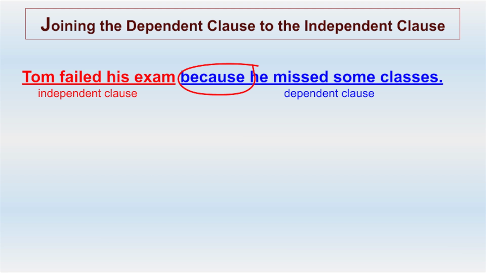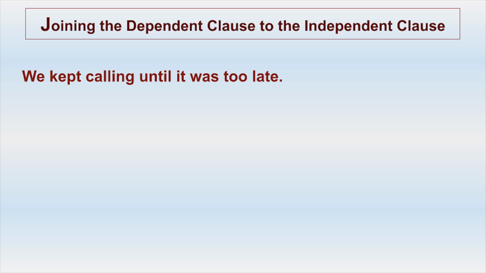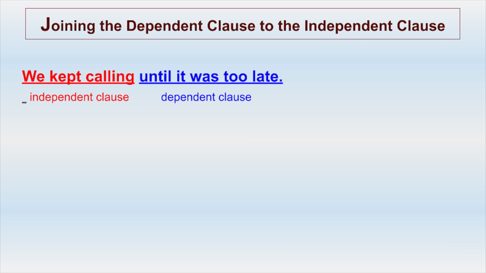Here's another example. We kept calling until it was too late. We kept calling is the independent clause. It expresses a complete thought. It can stand on its own. Until it was too late is the dependent clause. Until is the subordinating conjunction that makes this clause dependent. Until it was too late does not express a complete thought.